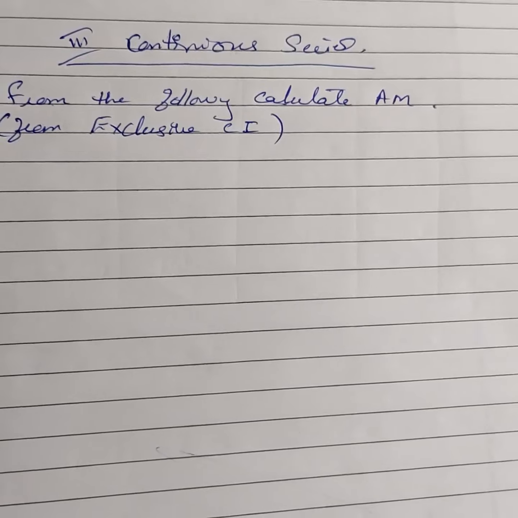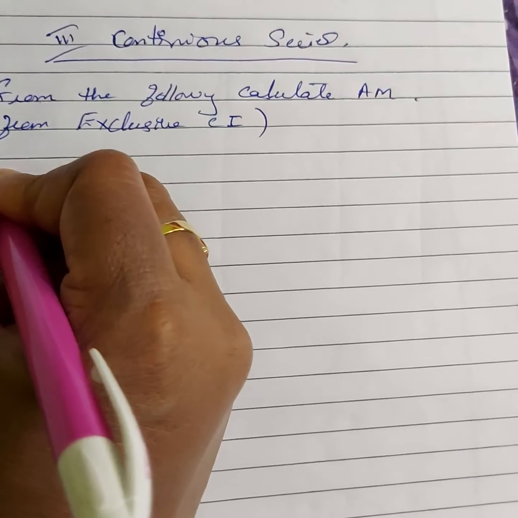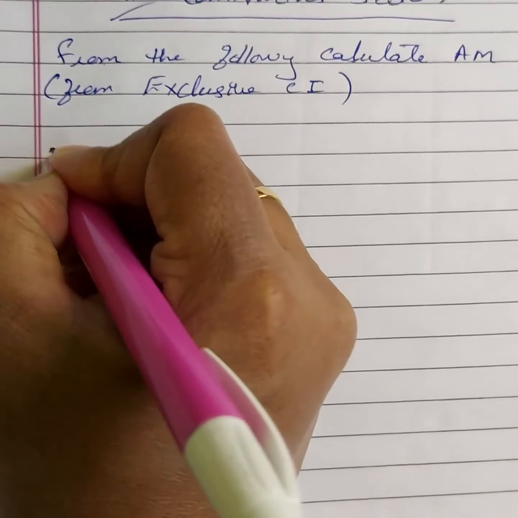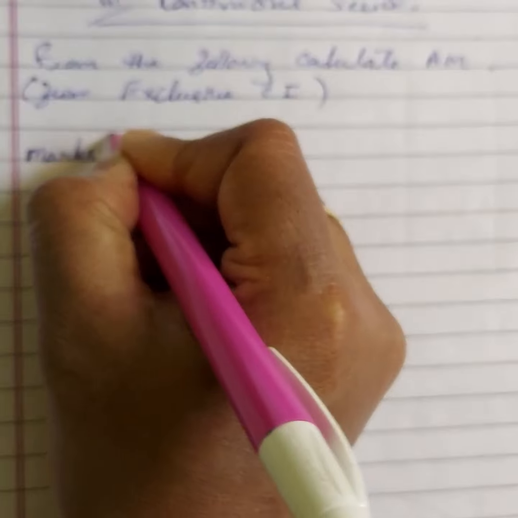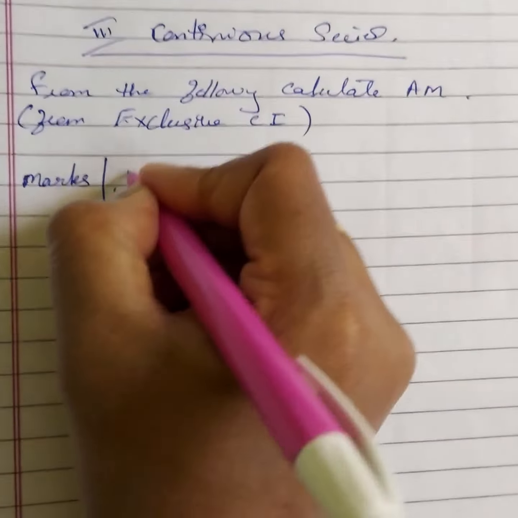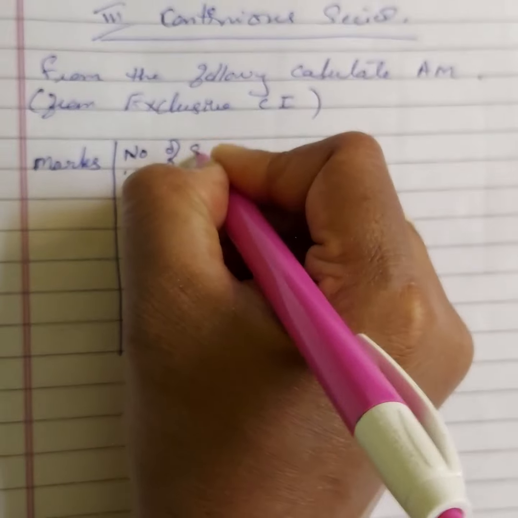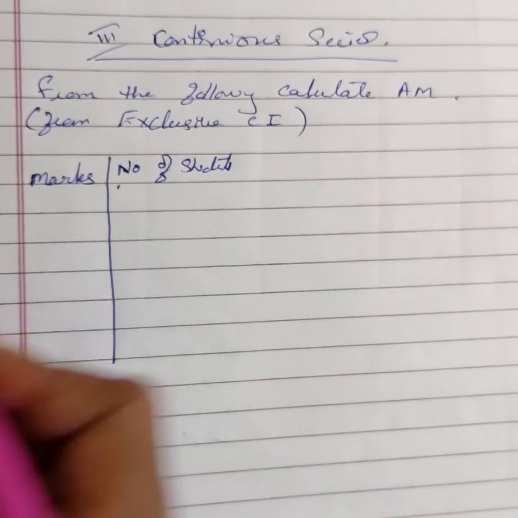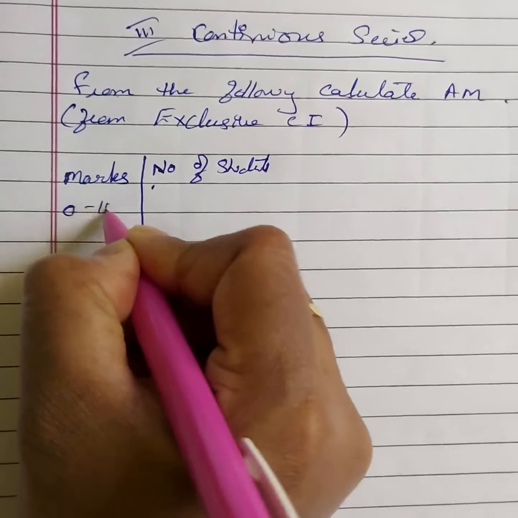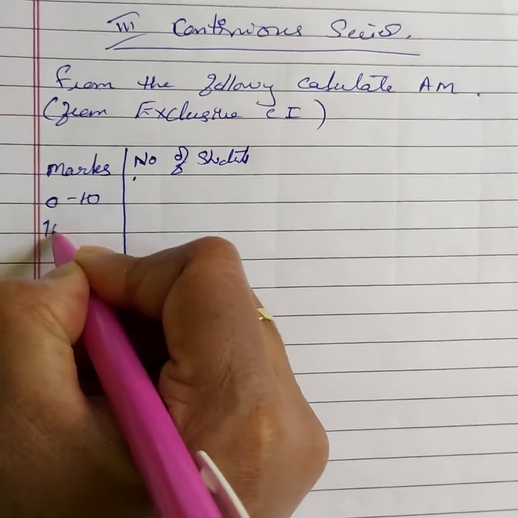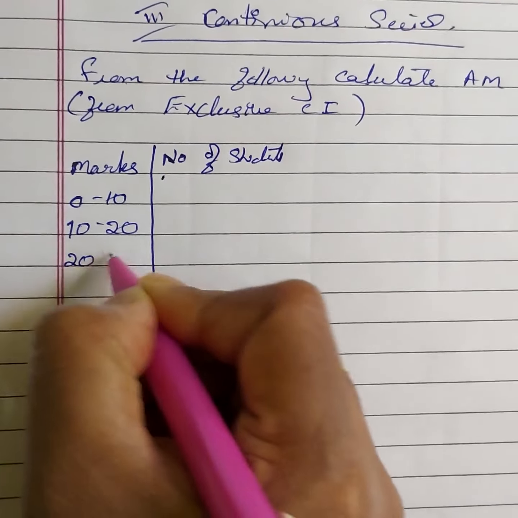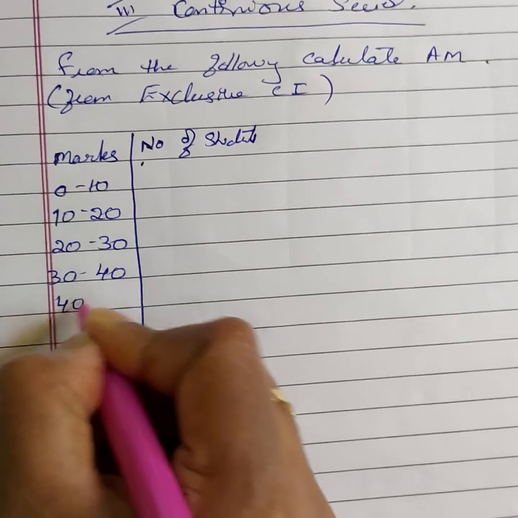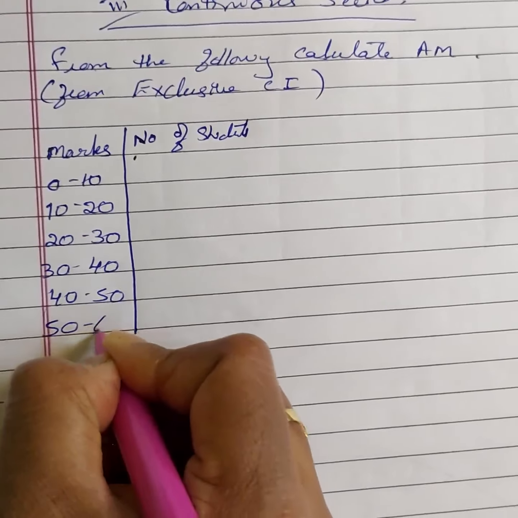So under exclusive class intervals, let us take marks and number of students. Okay, so marks 0 to 10. Since it is exclusive, it will be 10 to 20, 20 to 30, 30 to 40, 40 to 50, 50 to 60.